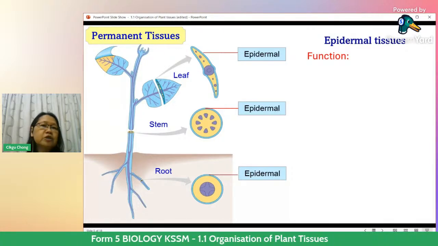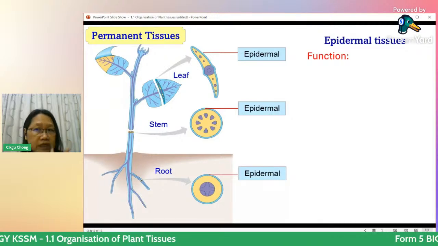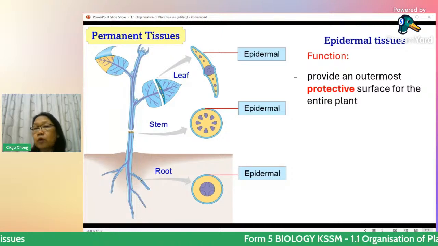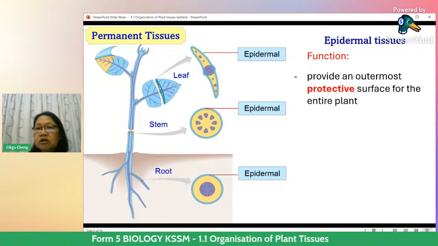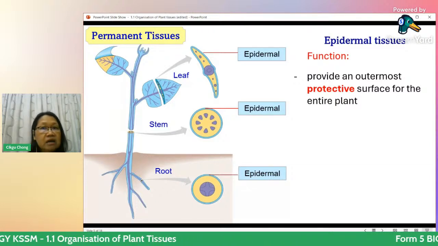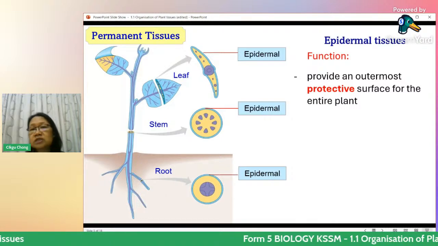What type of tissue is considered an epidermal tissue? Okay, we have two examples of modified epidermal tissue. Okay, function. So here, remember, this is a protective surface. It provides an outermost protective surface for the entire plant. Okay, so animals will also have their epidermis, which is the skin. So for plant, this is called epidermal tissue.